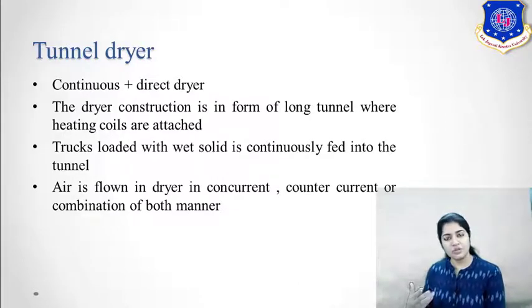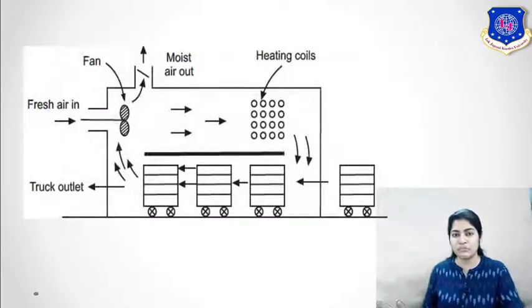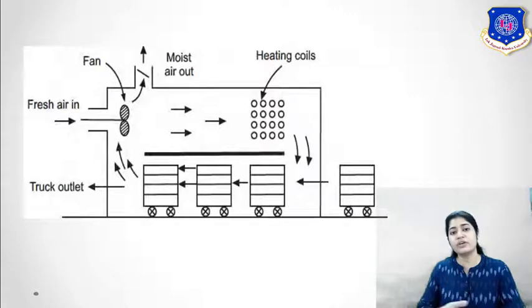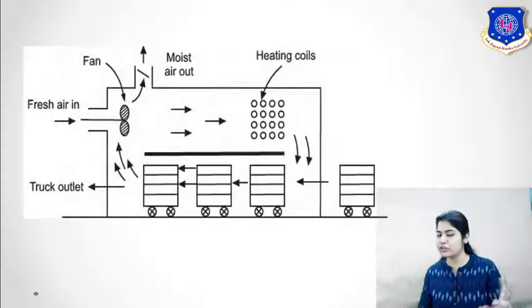Now, how is the mechanism done? This is the schematic figure of your tunnel dryer. You can see first of all the chamber, a long tunnel where your heating coils are kept, and a fan is kept over there, so the air which is coming into it is blown and gets heated up because of the heating coils.